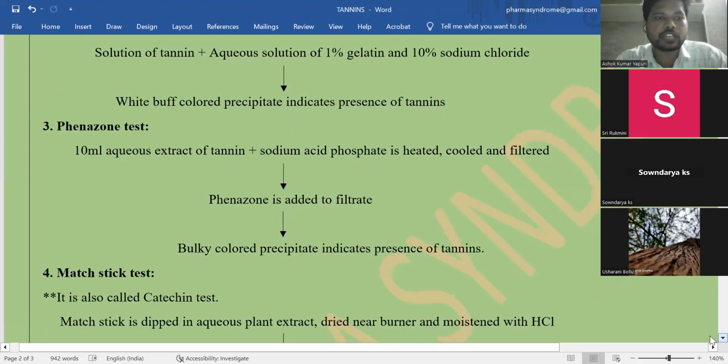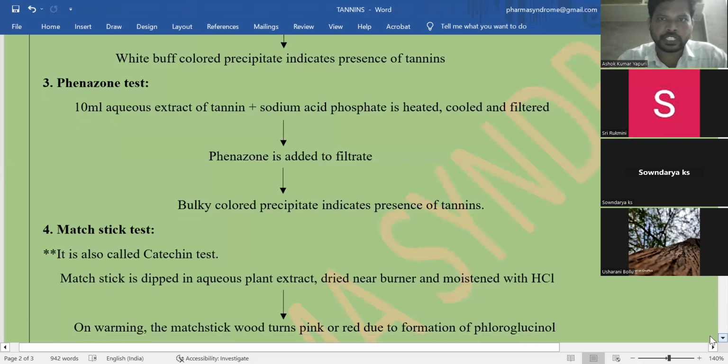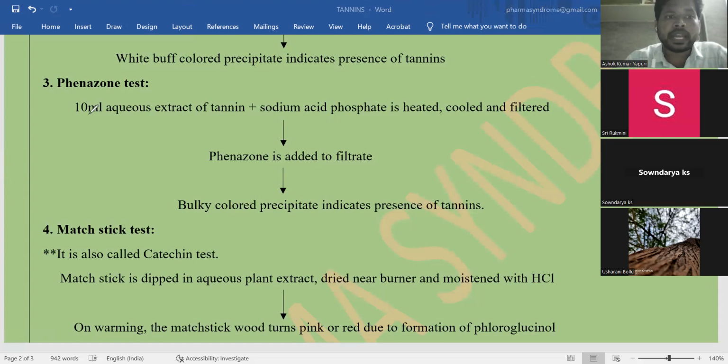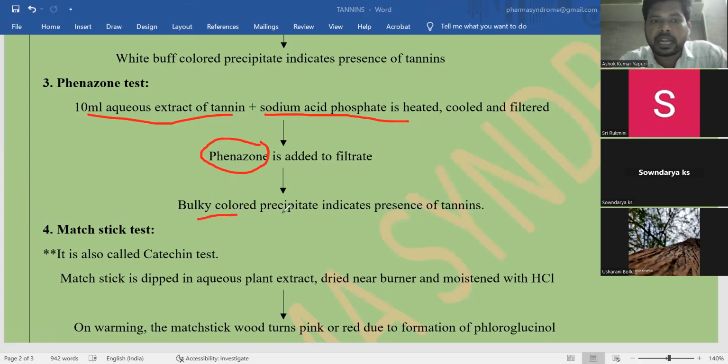Next is the phenazone test. To 10 ml of aqueous extract of tannin, sodium acid phosphate is added and heated, then cooled and filtered. To the filtrate, phenazone is added, and a bulky colored precipitate indicates the presence of tannins.